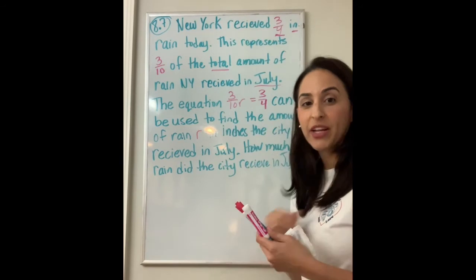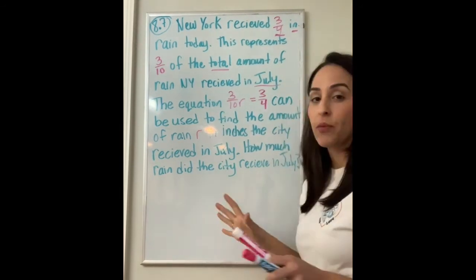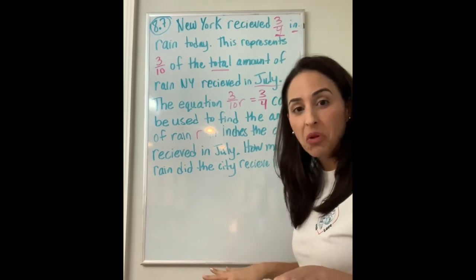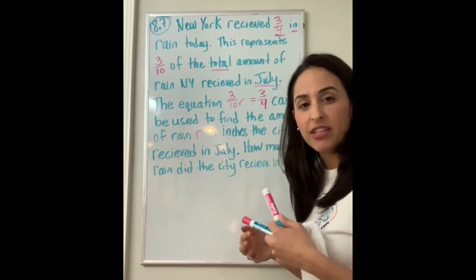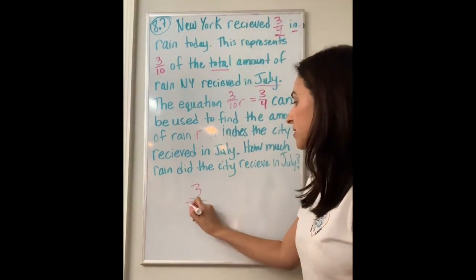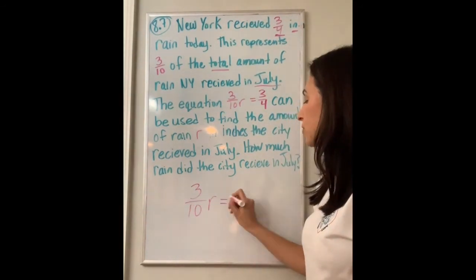Okay, so here we go. We're gonna use the equation that they gave us. By the way, some of you probably hated the visualization. If you hate it, don't do it. If you love it and it helps you understand the word problem, go for it. Okay, so we have 3/10 r equals 3/4.